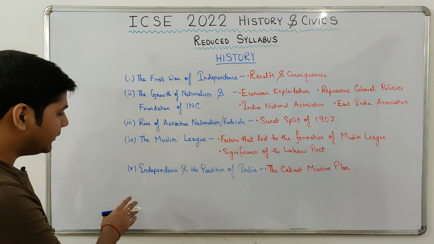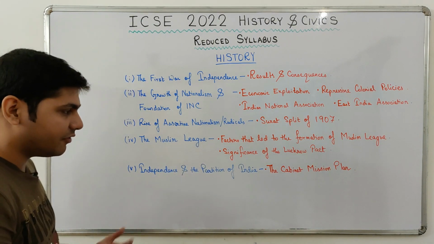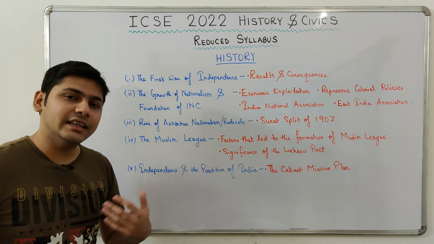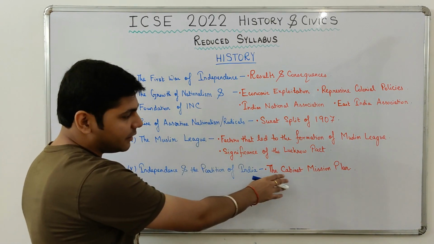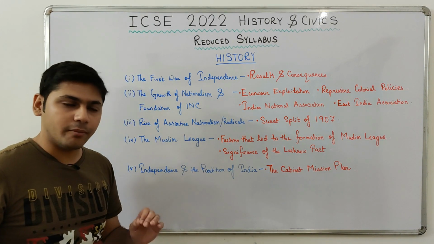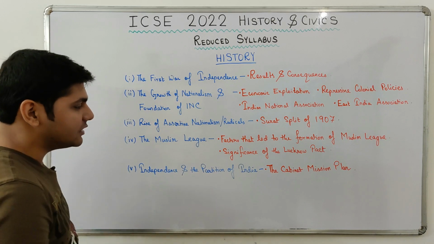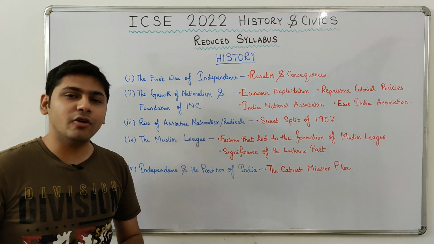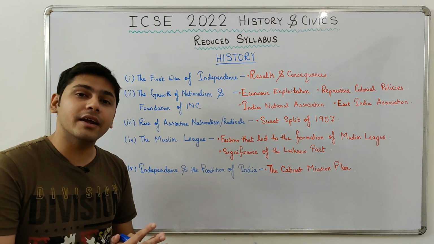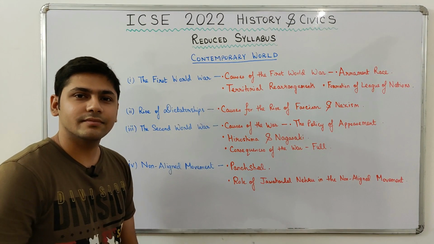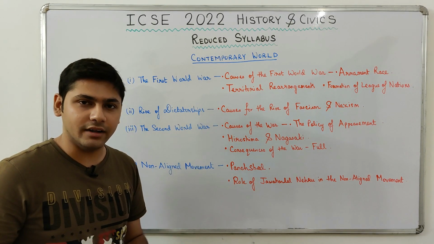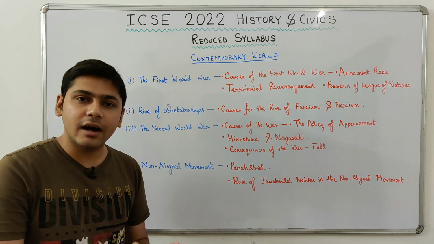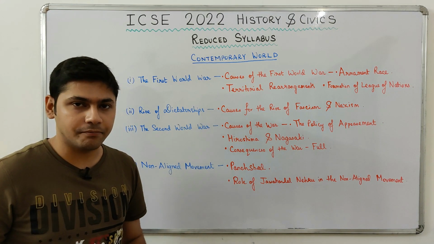Then from the chapter Independence and the Partition of India, the Cabinet Mission Plan has been removed. So the entire section of the Cabinet Mission Plan has been removed from the chapter Independence and the Partition of India. Simple over here also. Now we'll move on to the next section, which is the contemporary world. Moving on to the contemporary world. Now all the chapters after the First World War come under the contemporary world.